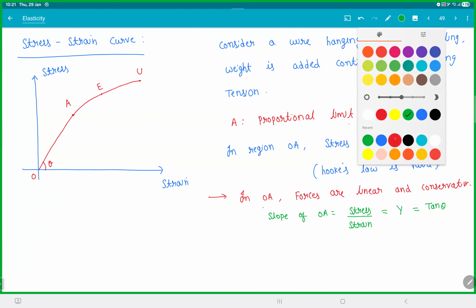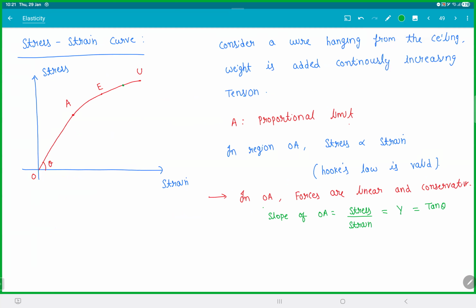So that means if you leave it somewhere between E to U, if F external is removed, it comes to this point here, O dash. Look at this green line up. When you're here, the stress is zero, but the strain is not zero, meaning you got permanently deformed. So this OO dash is your permanent deformation. That is how you show permanent deformation in a graph.